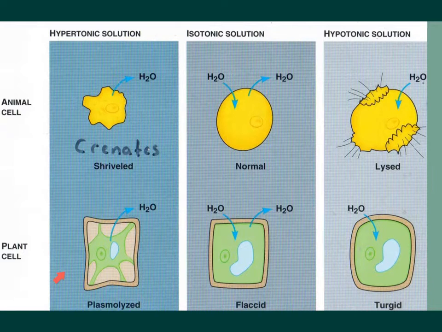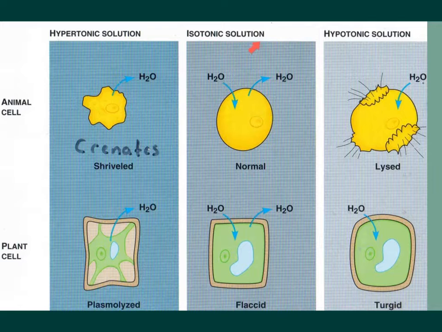This is apparent on the side of the road when ice is put out for snow, and some of that rock salt gets on the grass. It can draw the water out. You can also make a slide of an onion, and by adding salt water, you can see plasmolysis occurring.